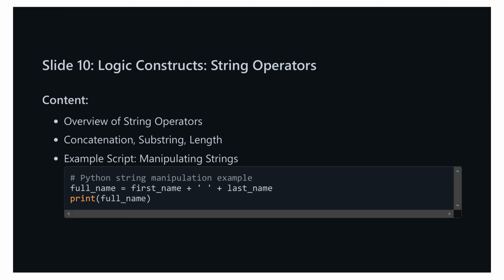Here are some practical examples to clarify these concepts. 1. Concatenation. This is the process of joining two or more strings together. In Python, this can be done using the plus operator. For instance, Python: full name equals first name plus last name, print full name. In this example, the first name and last name variables are combined with a space in between to produce the full name. 2. Substring. Extracting part of a string can be done using slicing.